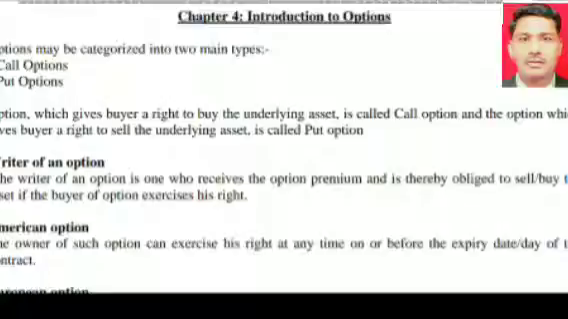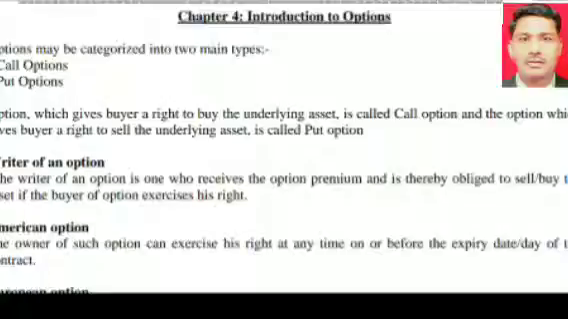Writer's option. The writer of an option is one who receives the option premium and is thereby obliged to sell or buy the asset if the buyer of the option exercises his right.